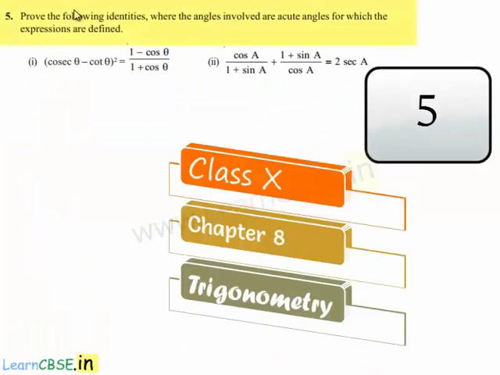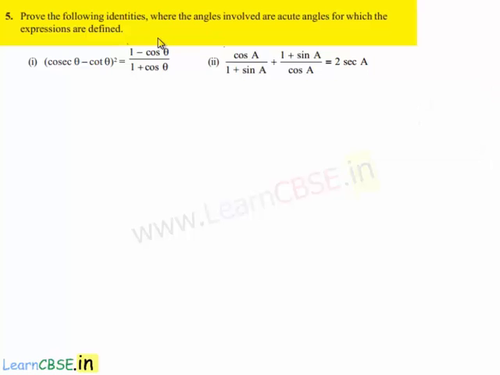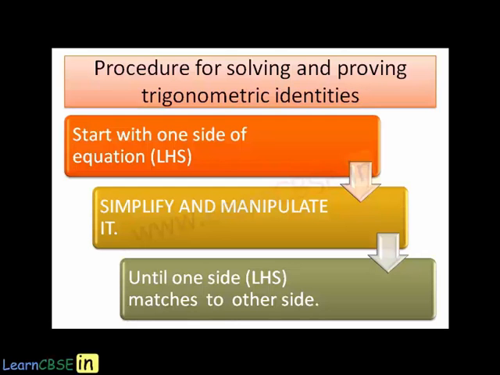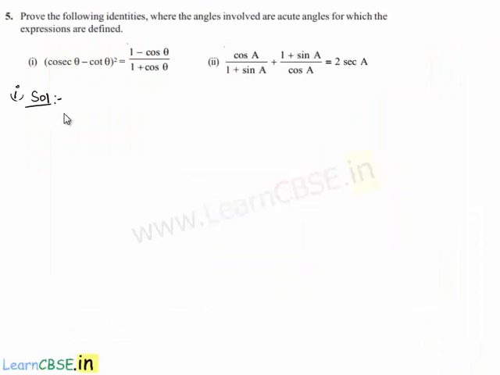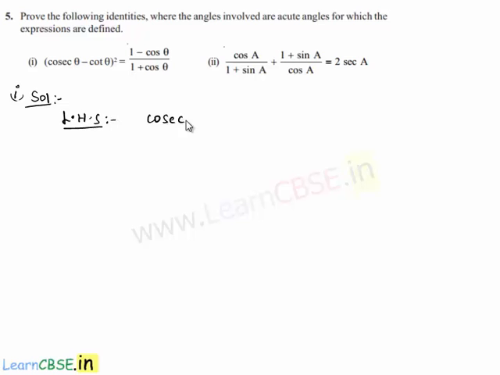Moving on to the fifth question, prove the following identities where angles involved are acute angles for which the expressions are defined. Now moving on to the solution for first bit. He has given an equation and asked us to prove that. Now let us initially consider the left hand side, that is cosecant theta minus cot theta whole square.